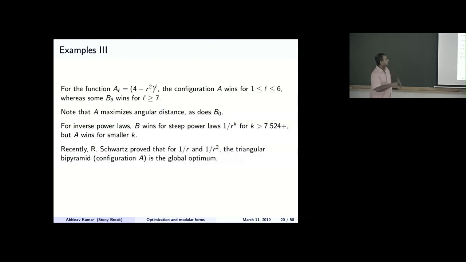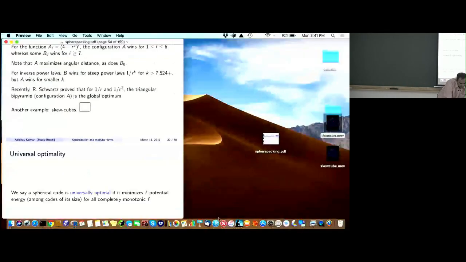But when I say wins, it's just between themselves. To actually show anything rigorously as a global optimum requires a lot of work. There's some work by Richard Schwartz at Brown, showing this for 1 over r and 1 over r squared. It's already a lot of computer calculation. That's a global optimum. So in general, for a family of potential functions, you get a family of optimal configurations.